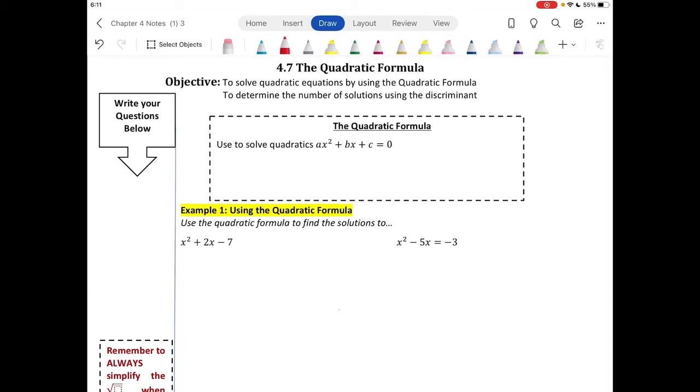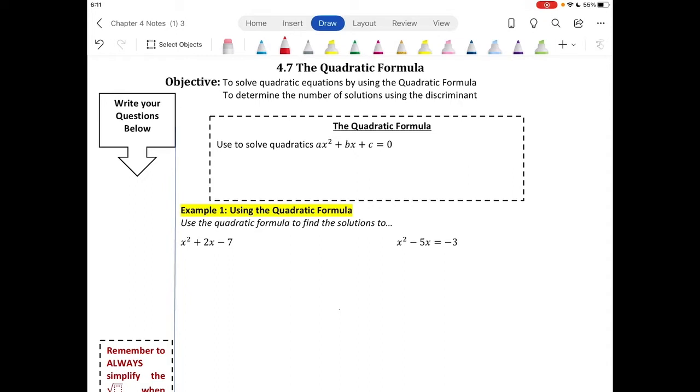4.7 gives us yet another way to solve quadratic functions, and that is to find where the function crosses the x-axis. So in this lesson we'll learn how to solve quadratic equations using the quadratic formula and to determine the number of solutions using the discriminant.